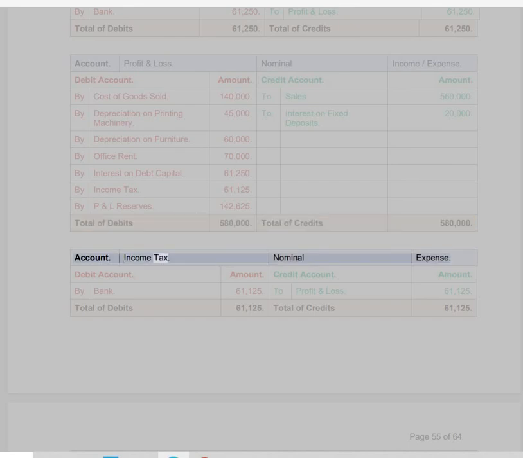Account: income tax. Nominal expense. Debit account, amount. Credit account, amount. By bank, 61,125, to profit and loss, 61,125. Total of debits 61,125. Total of credits 61,125. Page 55 of 64.